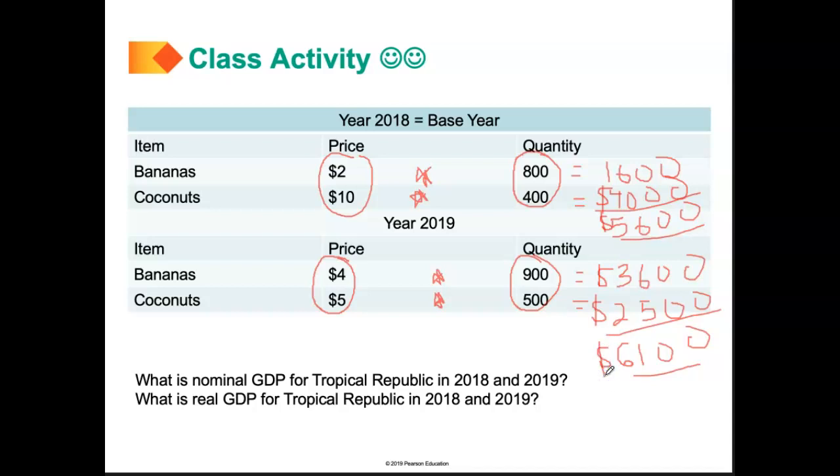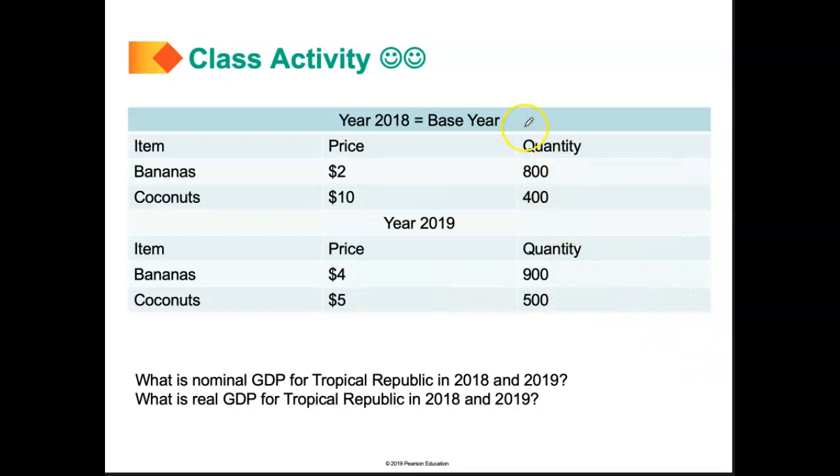Again, we know that nominal GDP equals real GDP in the base year, so we're still going to get the same figure, so we don't have to worry about the base year too much. What we need to worry about is real GDP in the current year, which is 2019. Again, we use quantity in 2019, but prices are fixed to 2018.